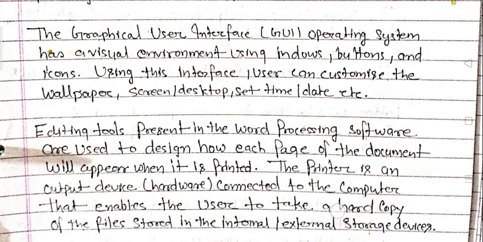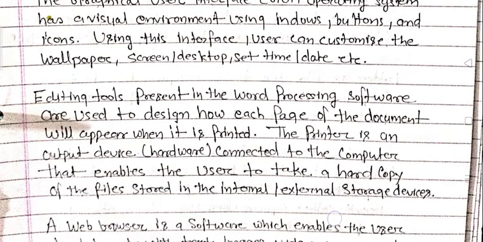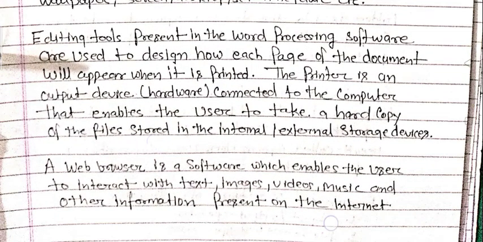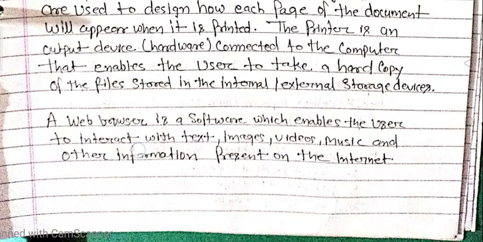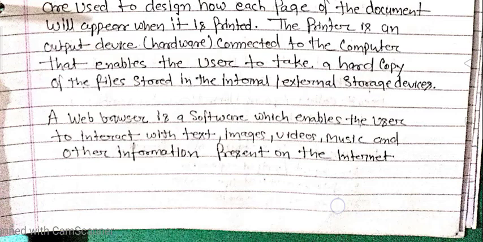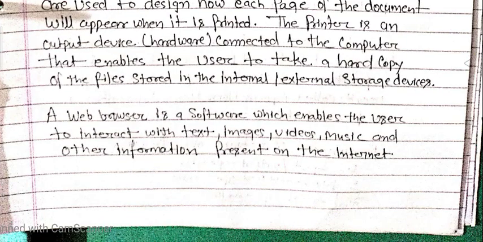Editing tools present in the word processing software are used to design how each page of the document will appear when it is printed. The printer is an output device, hardware connected to the computer, that enables the user to take a hard copy of a file stored in the internal or external storage devices. A web browser is a software which enables the user to interact with text, image, videos, music, and other information present on the internet.